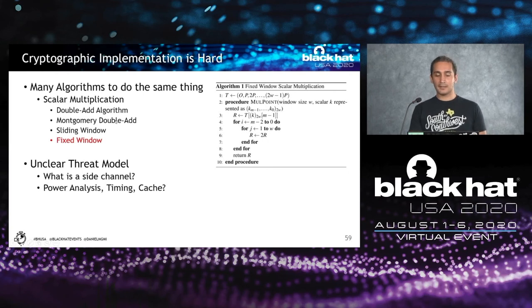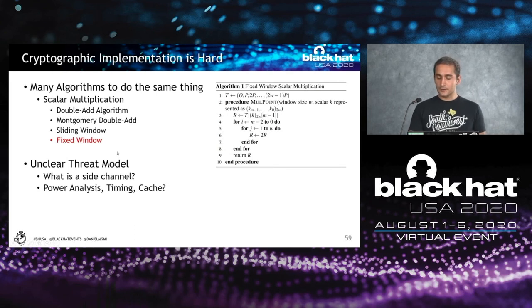And there are so many other algorithms. There is the double-and-add algorithm that we showed. There is Montgomery double-and-add. There are sliding window and fixed window. So there are so many different ways to implement the same functionality that is part of this ECDSA signature. In our case, the showcase we showed in Intel fTPM was actually a fixed window implementation that was leaking for every 4-bit window.